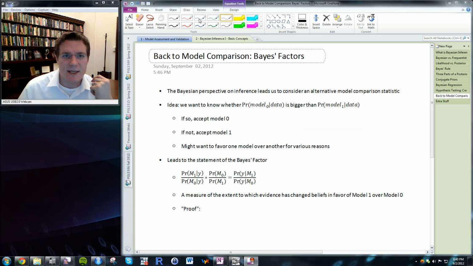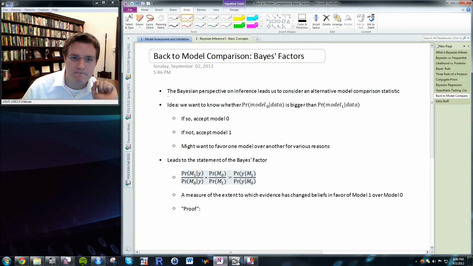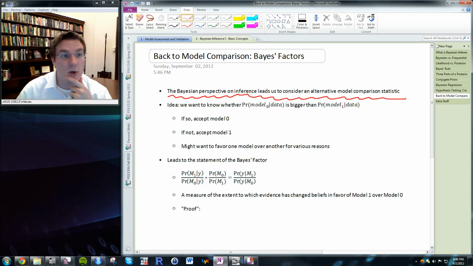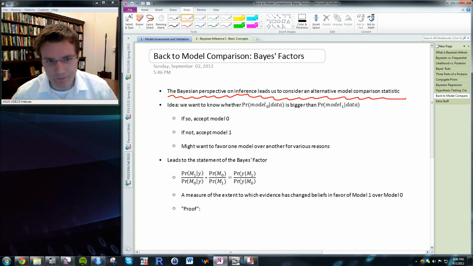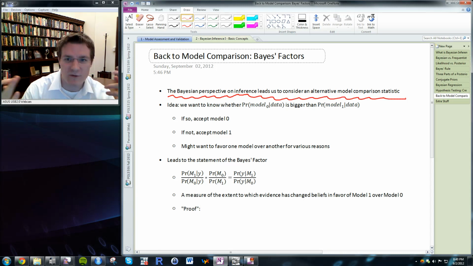So I'm going to end today's discussion by returning to issues of model comparison, which we dealt with last week. The Bayesian perspective on inference leads us to consider a model comparison statistic in addition to the ones we considered last week. It's called the Bayes factor. The idea behind the Bayes factor is, look, I want to know whether the probability that model 0 is the right model, or at least a more useful model.